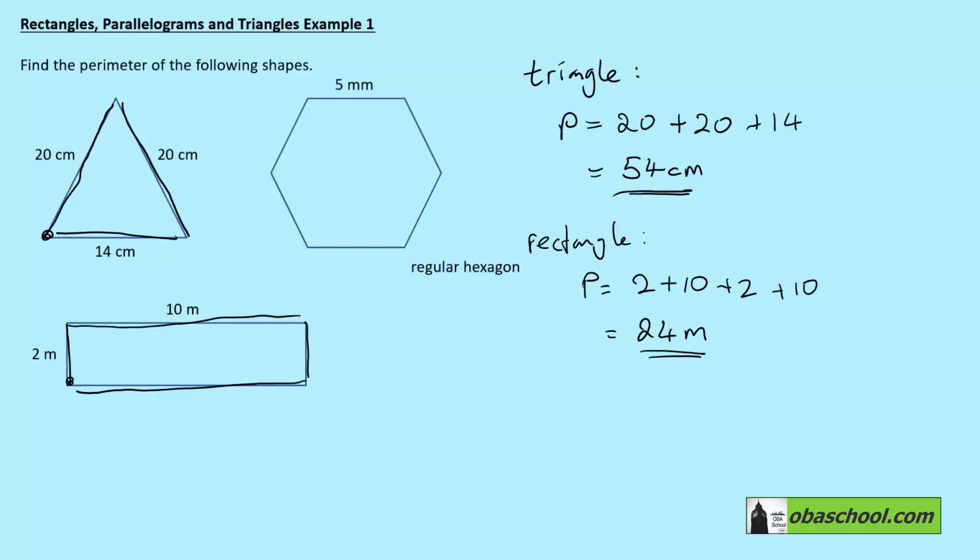And finally, we'll do the hexagon. Now, it's a regular hexagon, which means all the sides are 5. So I don't need to do 5 plus 5 plus 5 and so on. I can just say that there's 6 sides and they're all 5. And that gives me 30 millimeters.